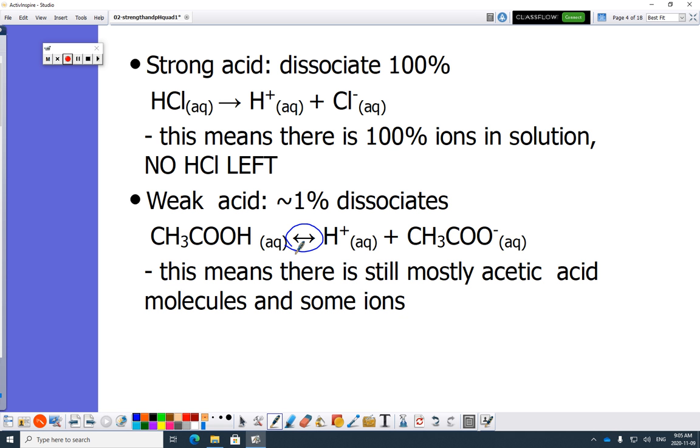If the reaction is not 100% in the forward direction, we need to figure out how much is going forward, how much is going reverse. And the easiest way to figure out what is at equilibrium, quantitatively, is with an ICE table.